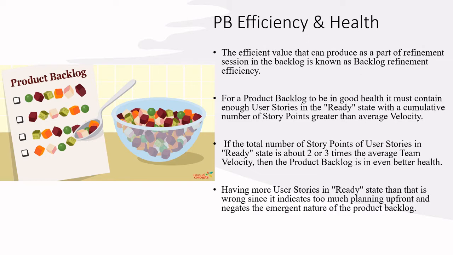Having more user stories in the ready state than that is wrong, since it indicates too much planning. Again and again, I'm repeating how important product backlog refinement is. Similarly, we should know what we have to refine and how many items we have to do. That kind of prediction and calculation is really needed for us. Okay, moving to the next slide.